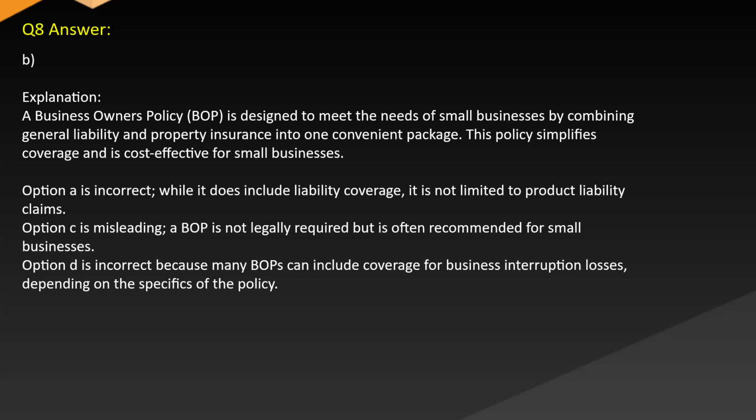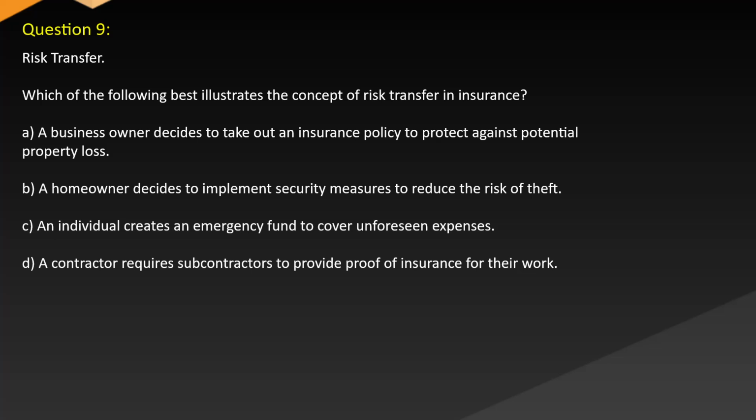Option D is incorrect because many BOPs can include coverage for business interruption losses depending on the specifics of the policy. Question 9. Risk transfer. Which of the following best illustrates the concept of risk transfer in insurance? A. A business owner decides to take out an insurance policy to protect against potential property loss. B. A homeowner decides to implement security measures to reduce the risk of theft. C. An individual creates an emergency fund to cover unforeseen expenses. D. A contractor requires subcontractors to provide proof of insurance for their work.